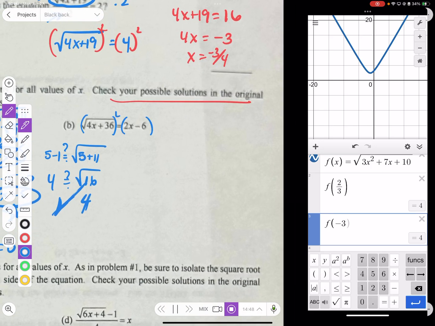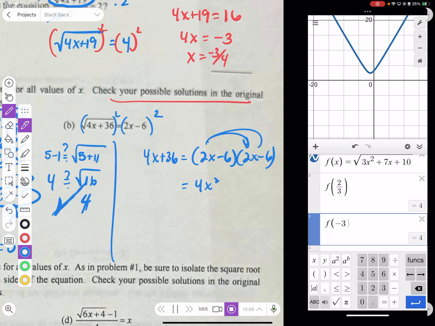Square both sides, right? 4x plus 36 equals, and you're going to have to square this binomial. You have to take it times itself and then get the whole equation. I just did this, then I do this. Minus 12x. I do the inside, minus 12x. I do the negative 6 times negative 6. I'm writing really fast here because I've got a class coming up and I'm trying to get it done fast. Sorry.